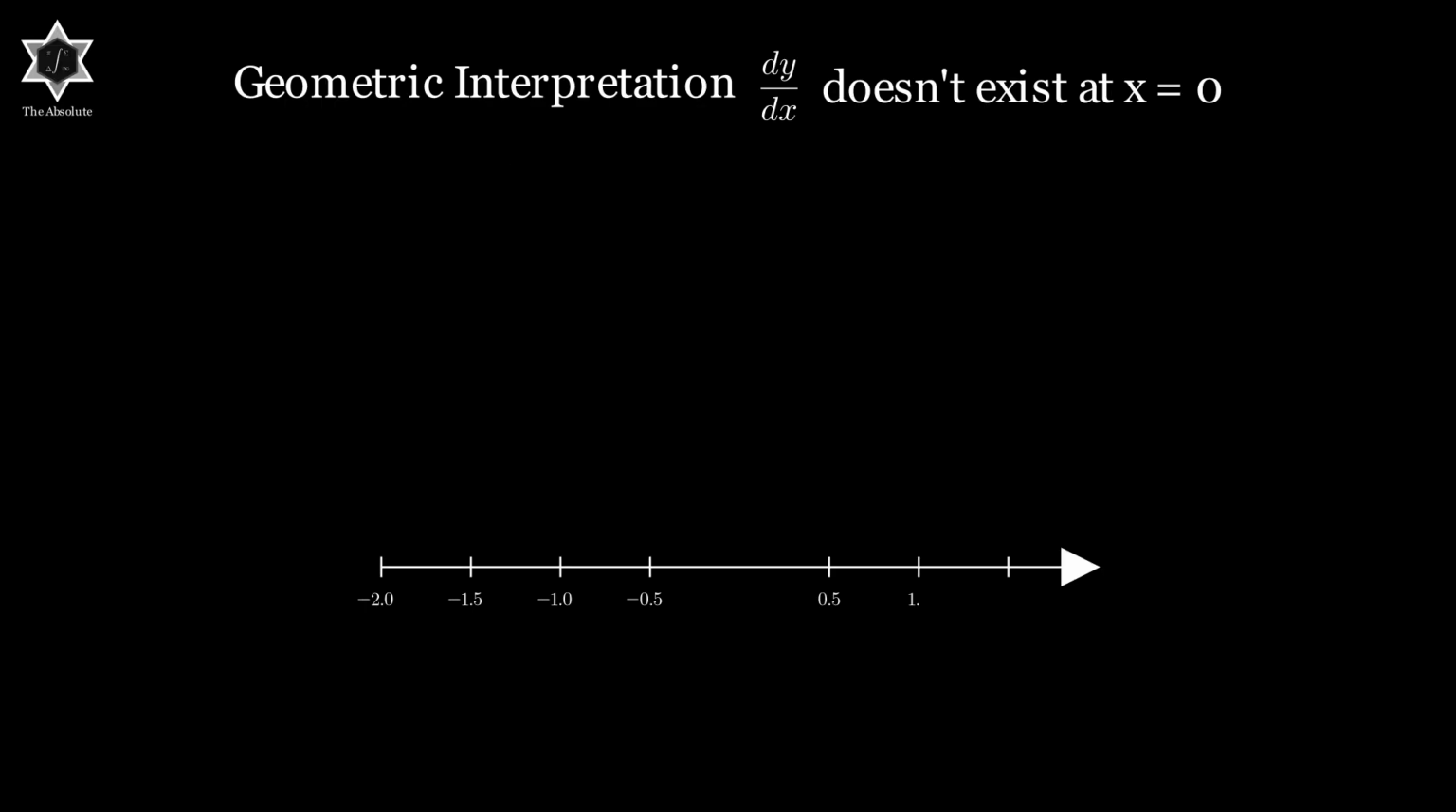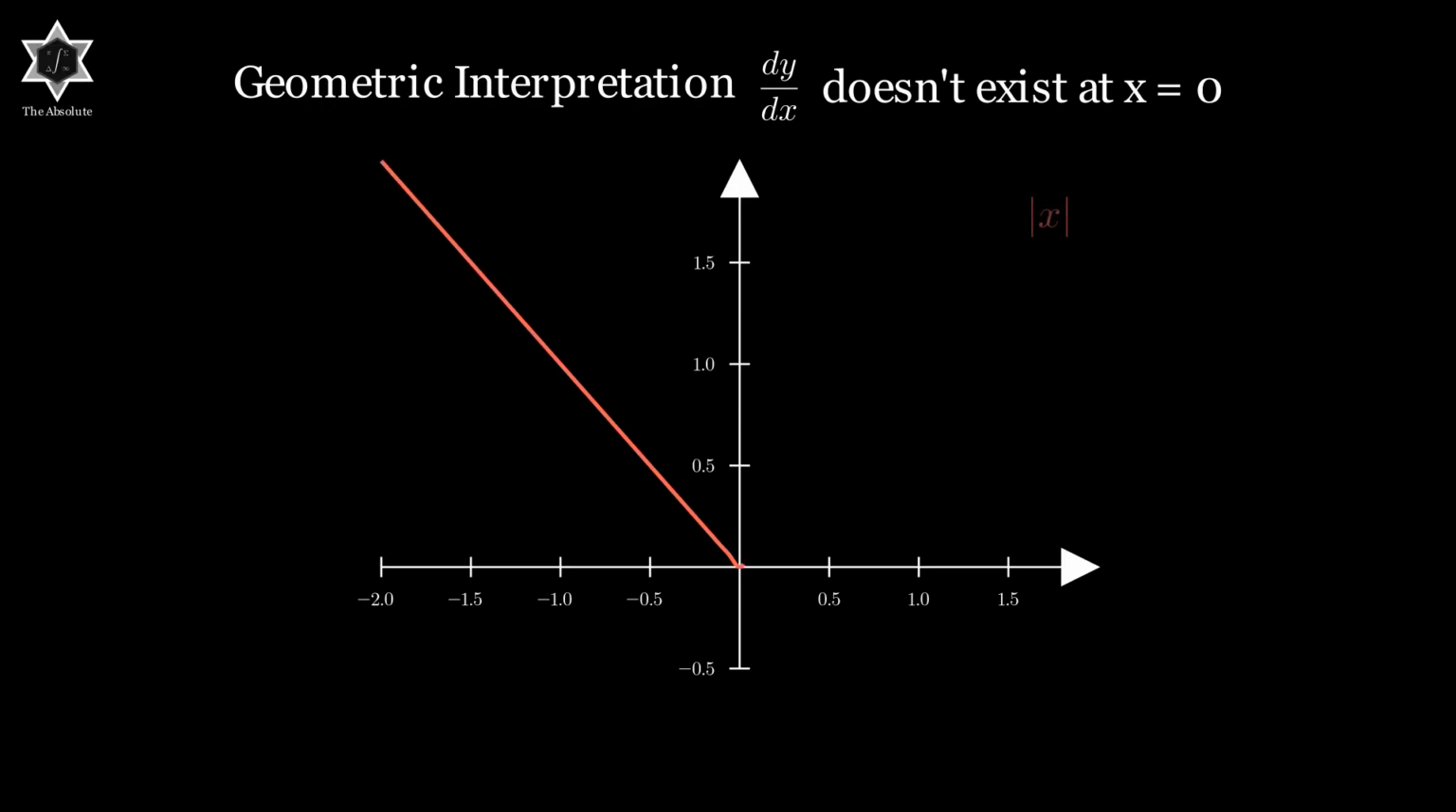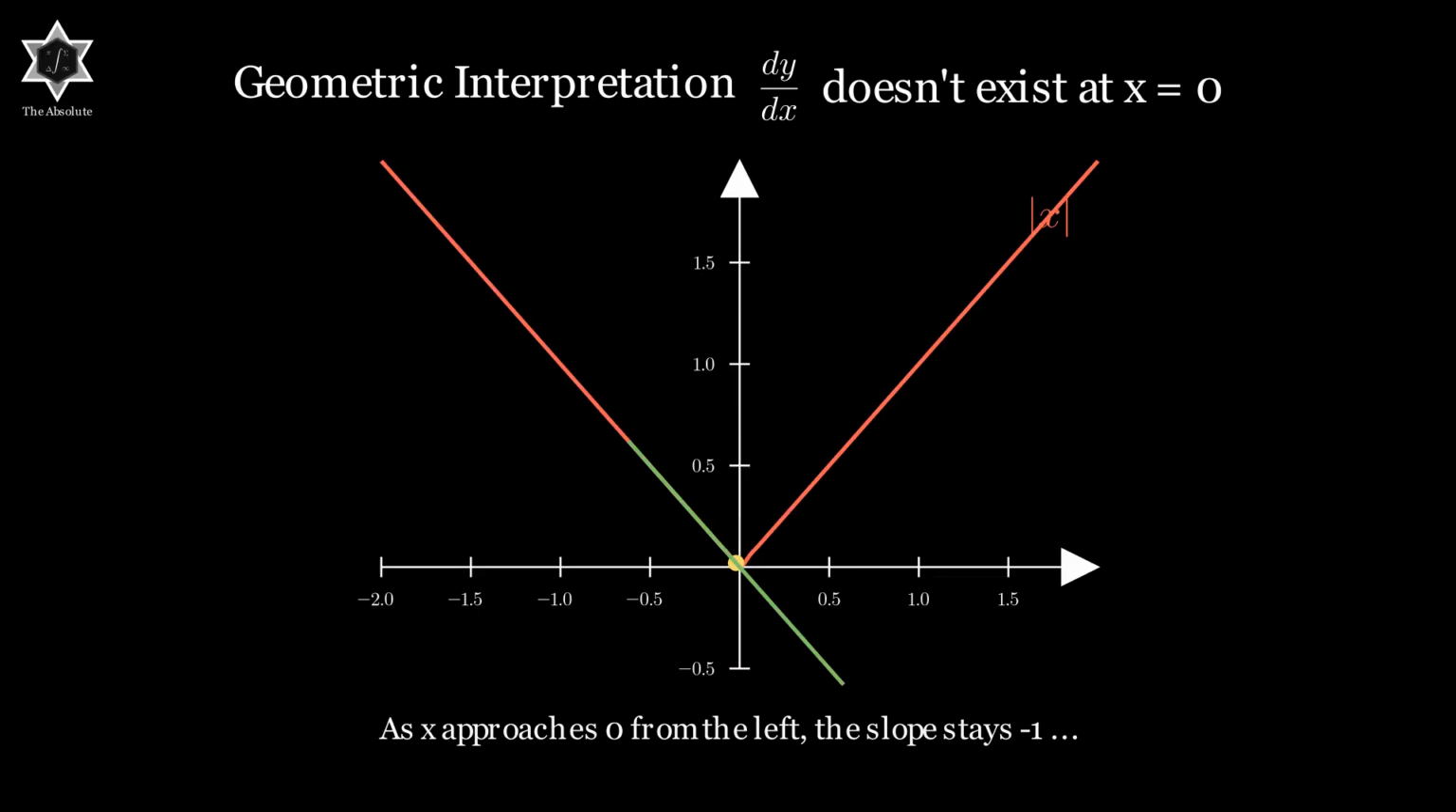Here is the graph of y equals the absolute value of x. Watch this point as it slides along the curve toward the origin from the left. Notice that the tangent line maintains a constant slope of -1. But as soon as we approach from the right side, the tangent line slope jumps instantly to +1.